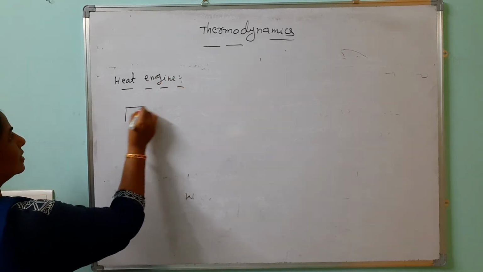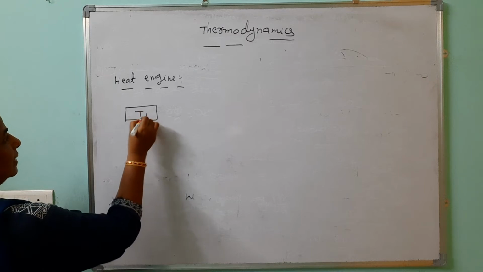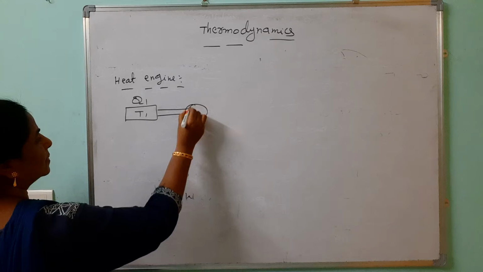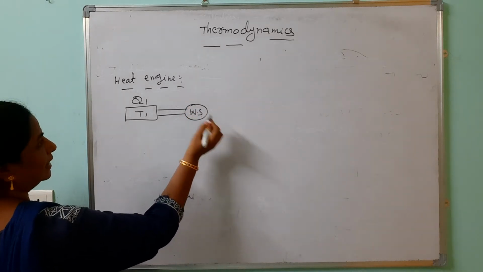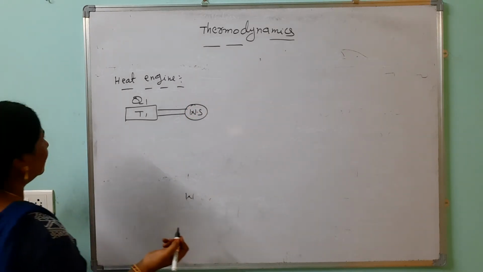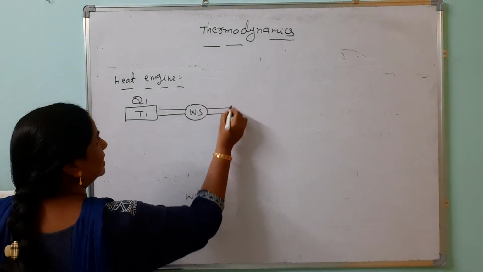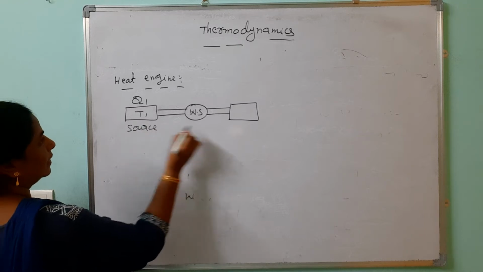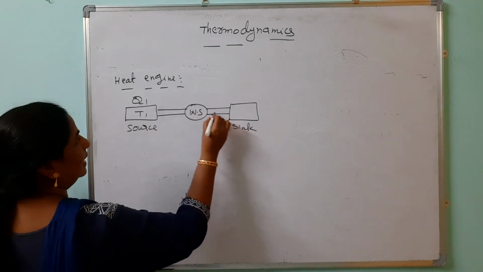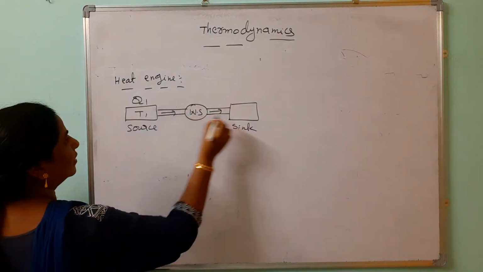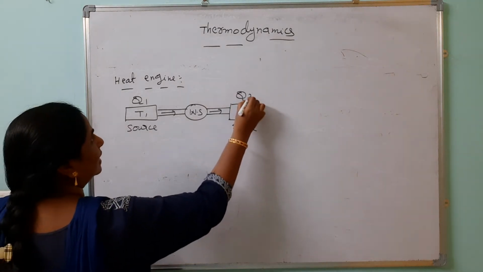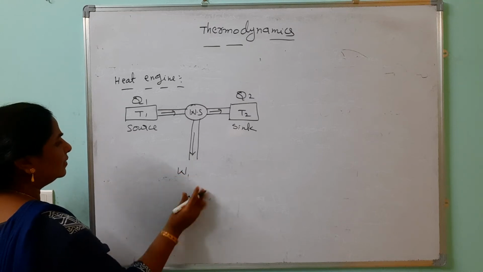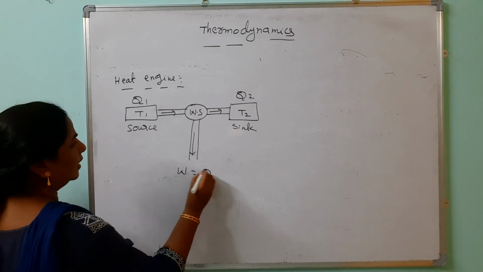For the heat engine, three parts are there. First one is the source, at high temperature, from which we take heat energy Q1. This is the working substance; for a diesel engine we take diesel, for petrol we take petrol. And this is the sink, at low temperature. Heat is taken from the source and rejected to the sink, where the heat energy is Q2. In between it does some work. Work done equals Q1 minus Q2.